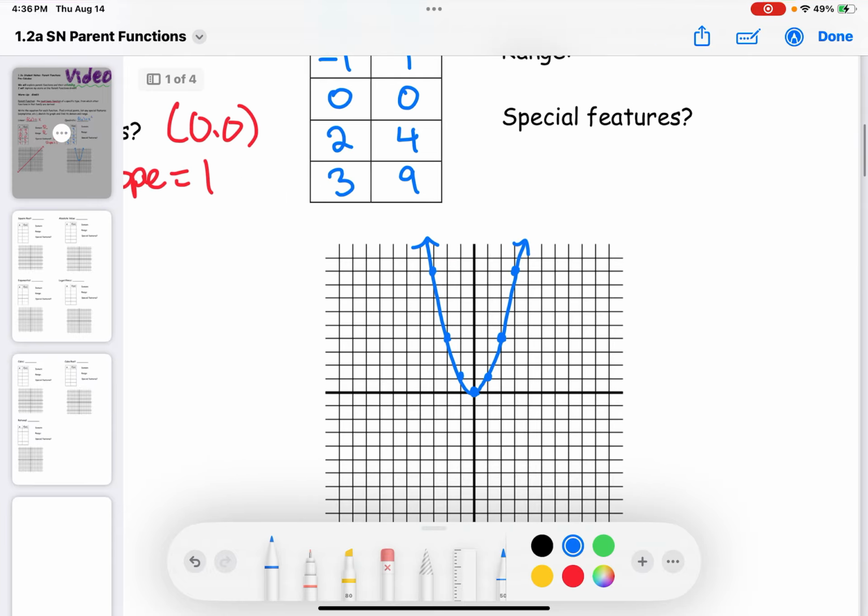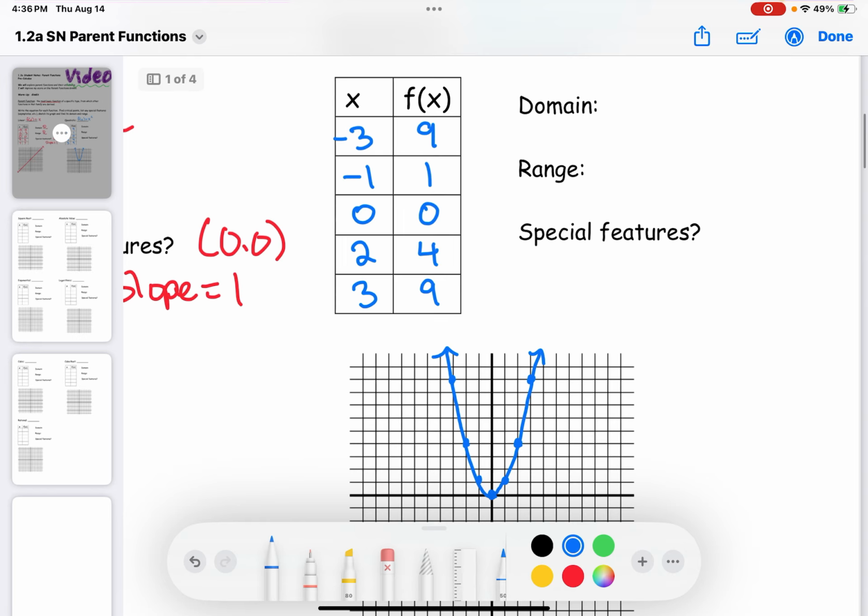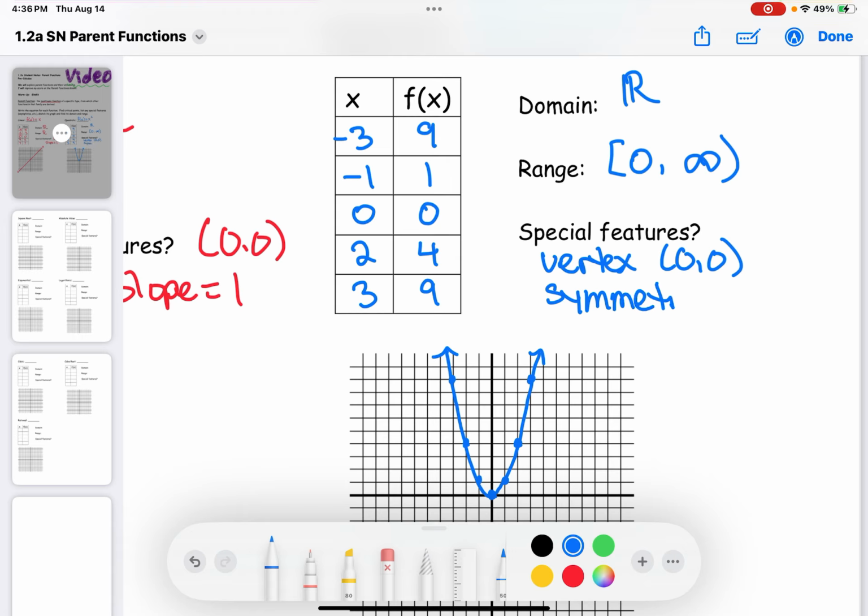Looking at the domain, it does go on forever in each direction, left and right. The range does have a bottom. It bottoms out at 0. That's going to be a bracket because it is used, and it goes up forever, so that's to infinity with a parenthesis. Some special features here: the parent function does have a vertex at 0, 0, and it does have symmetry. It is symmetrical over a vertical line.